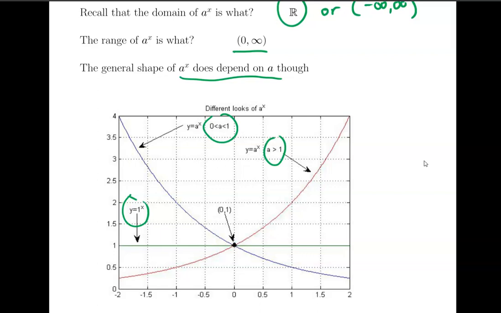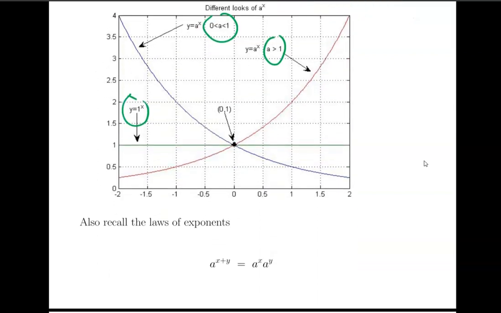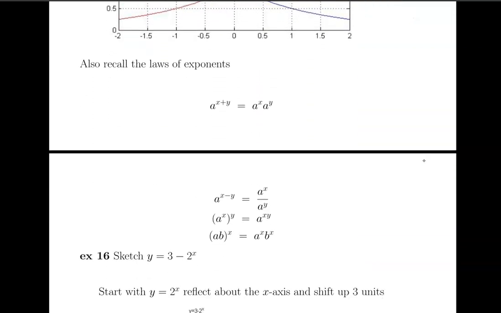So as long as a is greater than 1, we have an increasing function here from left to right. Right? And when a is between 0 and 1, we have a decreasing function from left to right. Might be a good idea to recall these guys, right?